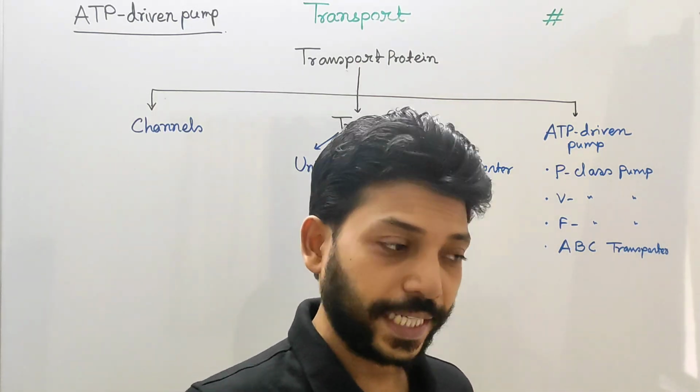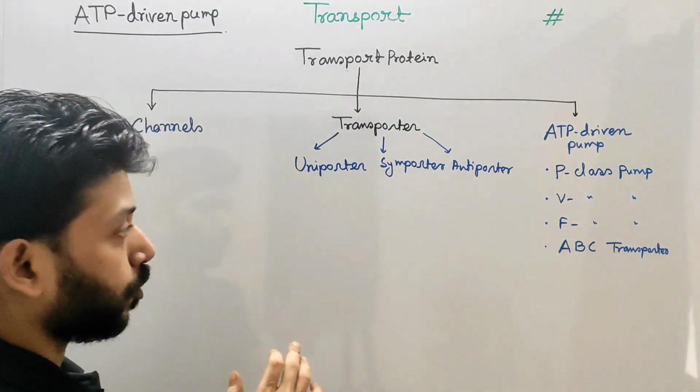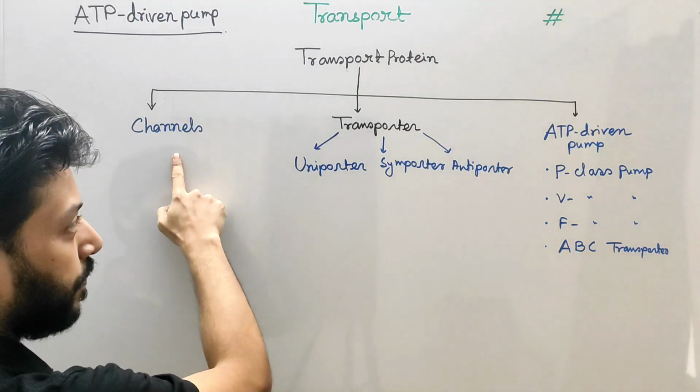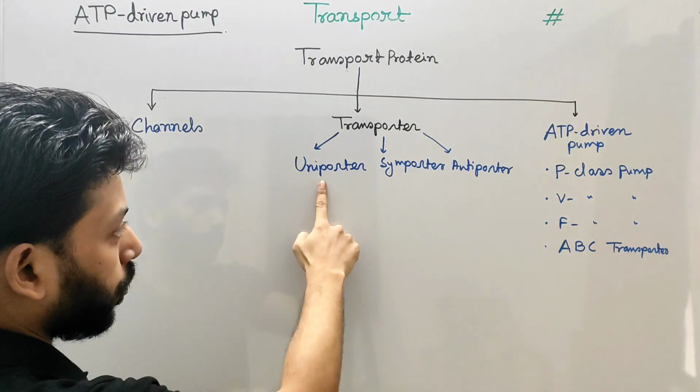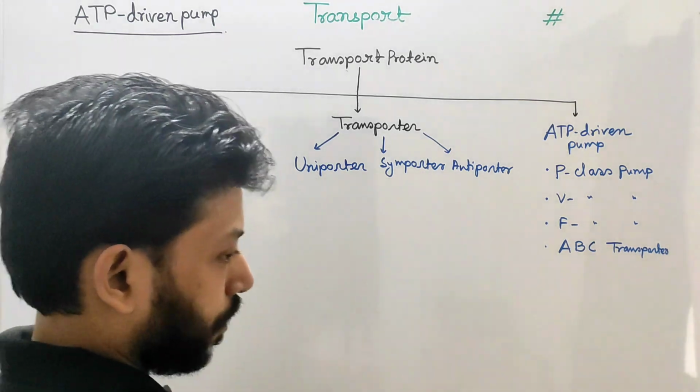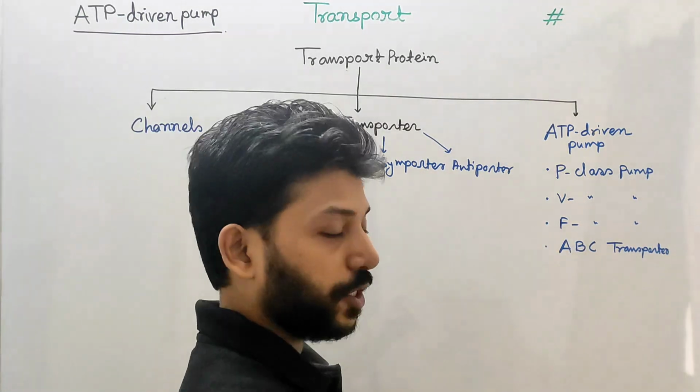Now, at first I want to mention that there are three major categories of transport proteins. One is channels, second is transporters. Under the transporters there are uniporters, symporters and antiporters. And the third category is ATP driven pumps.